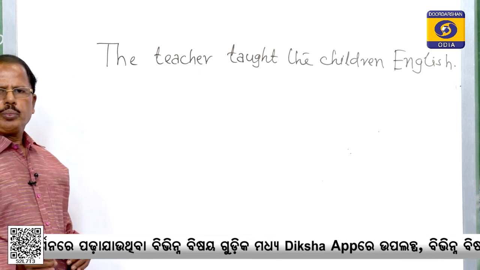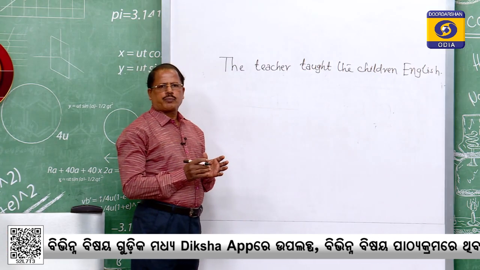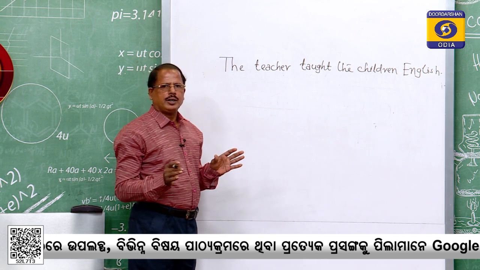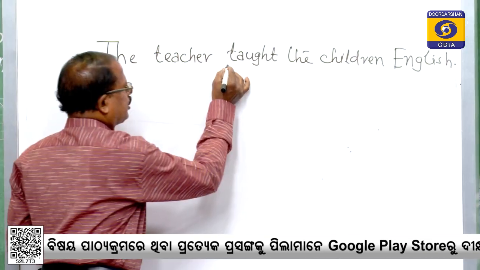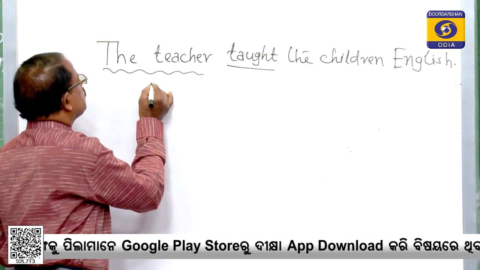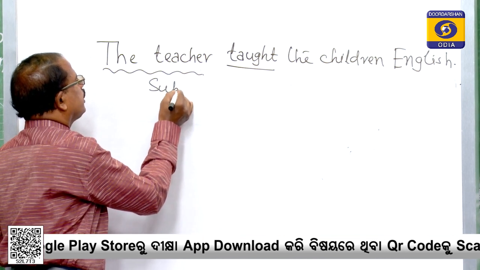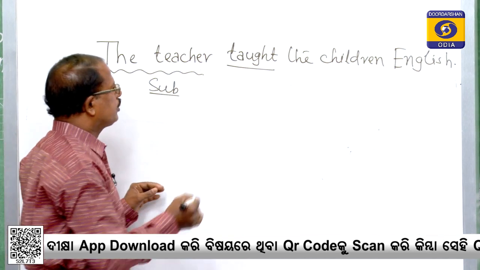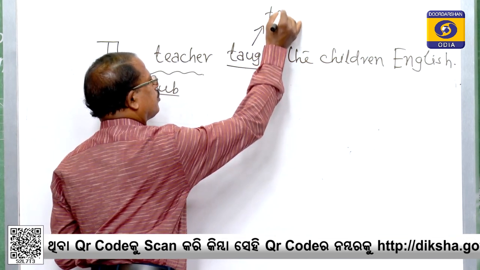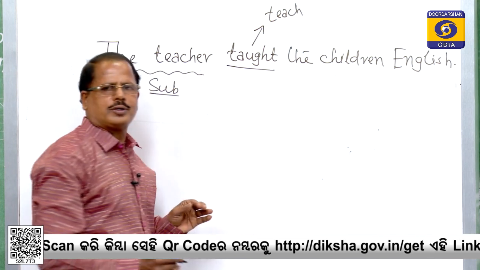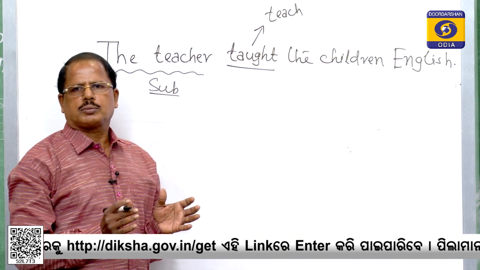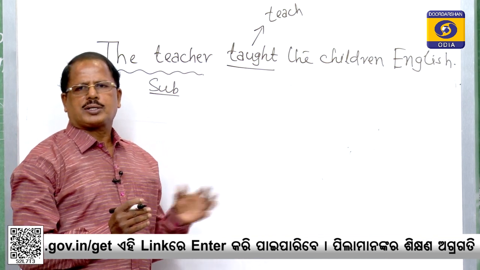So, as you know, transitive verbs can be changed into passive forms, right. In this sentence, this is the verb and this part is the subject, the teacher. In class 9 you have been taught, right, and this is the third form of the verb teach. Teach is a verb which is ditransitive.